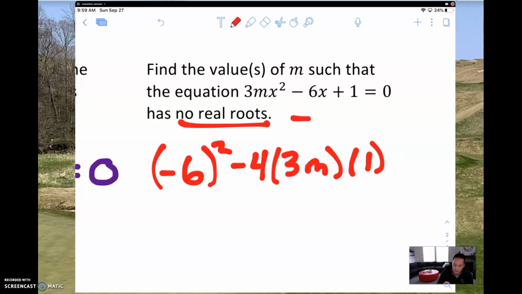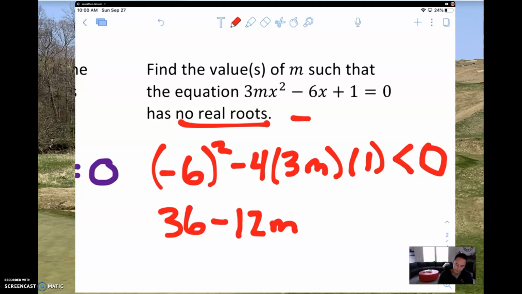And then, because the discriminant has to be negative, another way of writing that is it has to be less than 0. So I'm going to again set up an inequality where it's less than 0. Negative 6 squared, that's just 36. Negative 4 times 3m times 1 is going to be minus 12m, and that has to be less than 0.